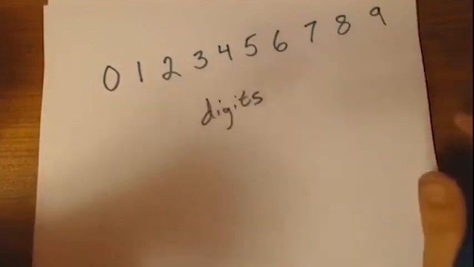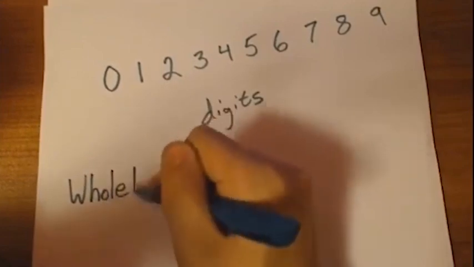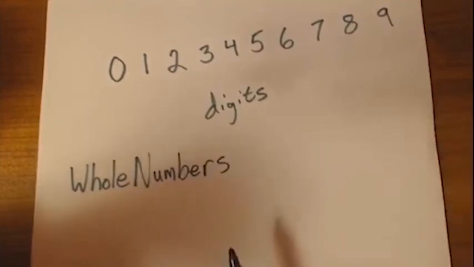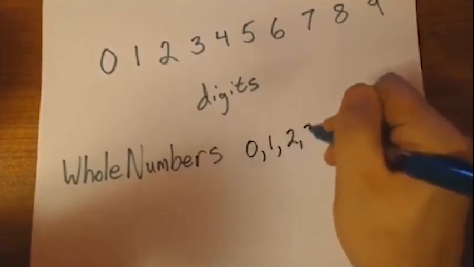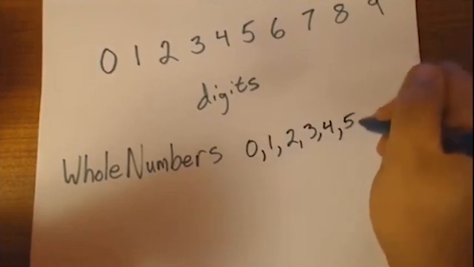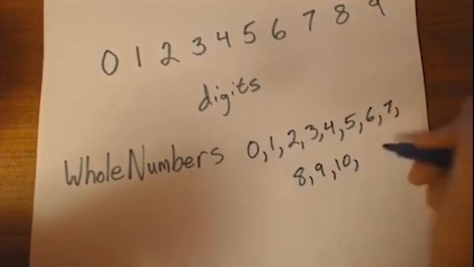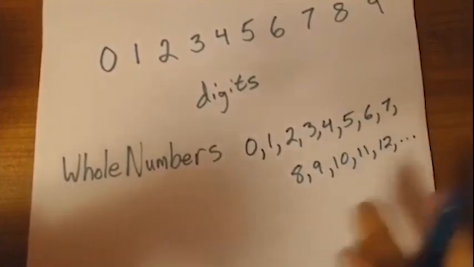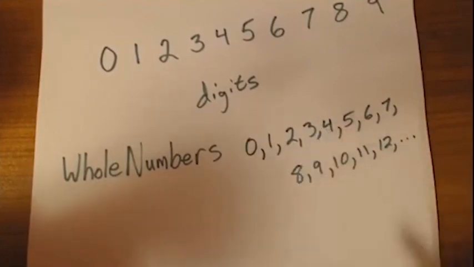We're going to use these digits to make whole numbers. When we talk about the whole numbers, we're talking about 0, 1, 2, 3, 4, 5, 6, 7, 8, 9, 10, 11, 12, and so on. The ... means it goes this way forever. But the whole numbers start with 0, and then they are whole numbers, not half numbers, no fractions or decimals in between.